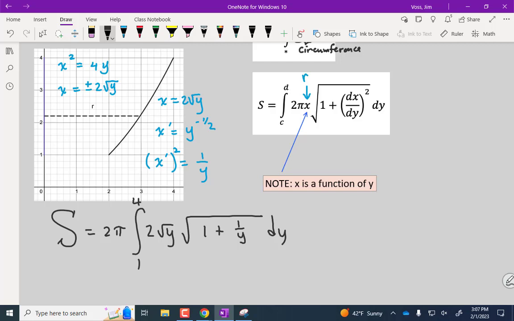Okay, so is there any piece there that you aren't sure where it came from? So it's a little more complicated in this case because they mixed us, right? They gave us a function of x and said we were going to go around y. If we're going to go around y, we want functions of y. If we're going to go around x, we want functions of x.